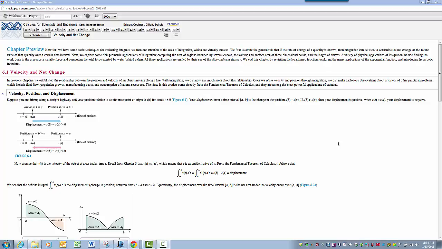So Cal 2 students, this is your textbook, and I'm in Chapter 6, Section 1. What I want to do with you is just kind of work through some of the concepts here in 6.1, explain exactly what's going on here with these integrals, and then show you a couple different problems.